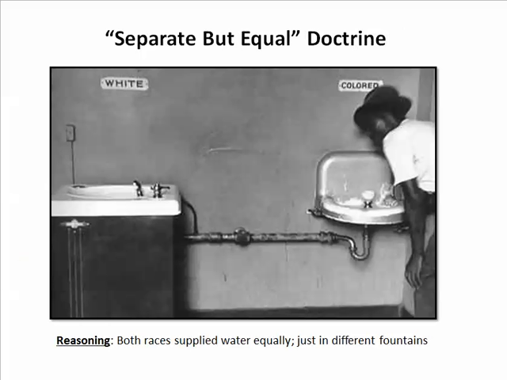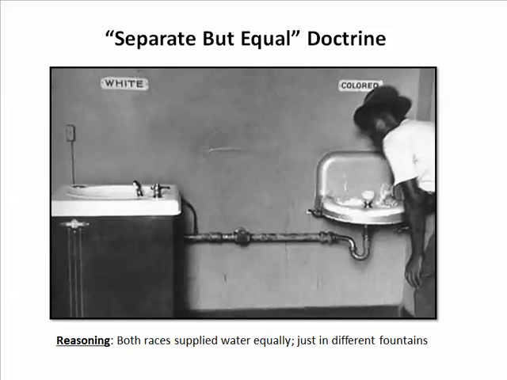If we were to use the water fountain in the separate but equal doctrine, here's what they would say. Are black people getting water from the government? Yes, they are. Are white people getting water from the government? Yes, they are. So they're both getting water as a public service. Therefore, it is an equal service. It does not violate the 14th Amendment. So the reasoning was that both races were supplied drinking water equally, just in different fountains, so that there was no violation of the 14th Amendment. We're going to see in Brown versus Board of Education in 1954 that this will be challenged.